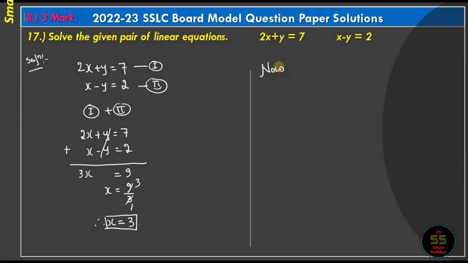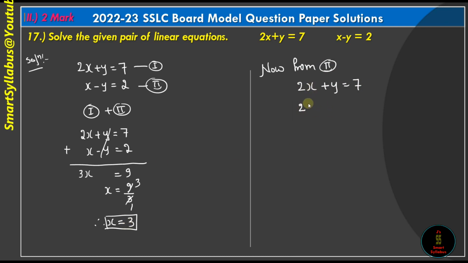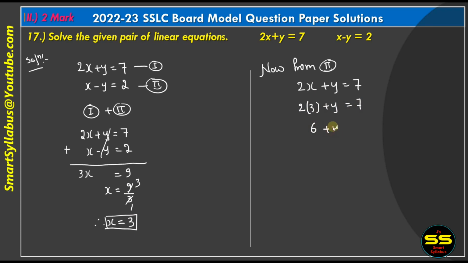So now from equation 2. So what we have in the 2? It's 2x plus y is equal to 7. Then we have a value of x already. So just substitute it. x is 3. So 2 times 3 plus y is equal to 7. Now 3 2s are 6 plus y, that's equal to 7.